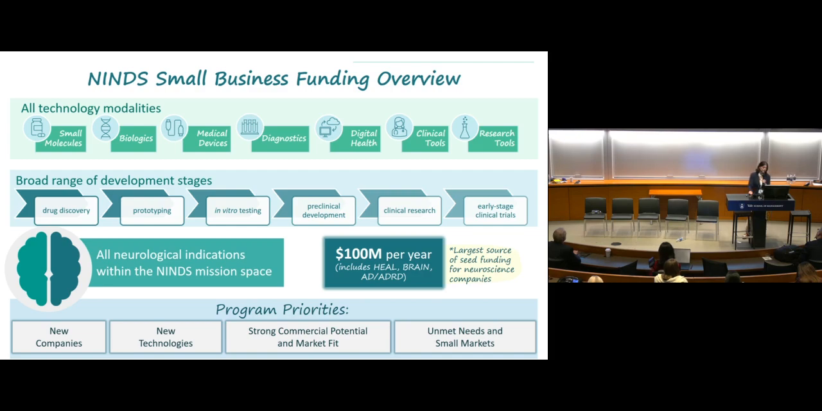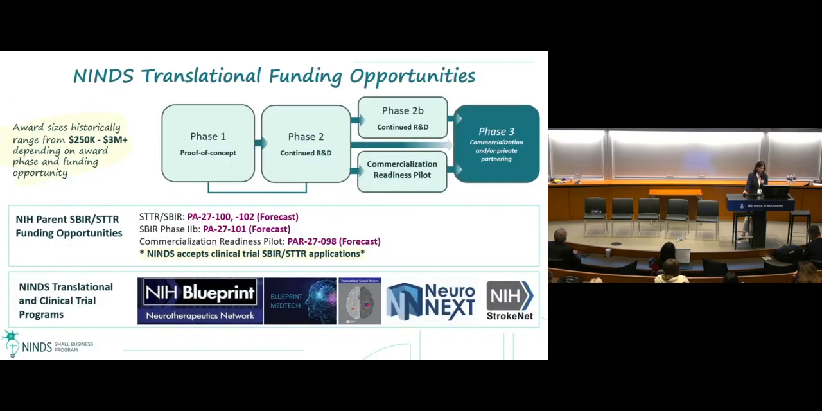Overall, NINDS oversees roughly $100 million in small business funding per year, which makes it the largest single source of seed funding for neuroscience companies. Our program has priorities for new companies to SBIR and STTR funding. We seek novel and innovative technologies that will have strong commercial potential, and those that will meet needs in our mission space, such as rare neurological disorders and other small markets.